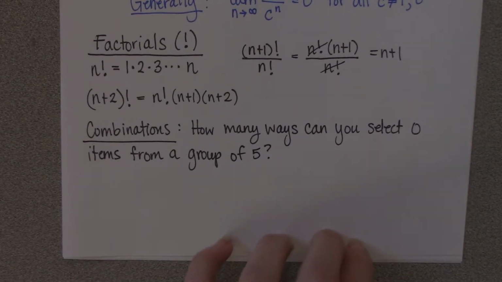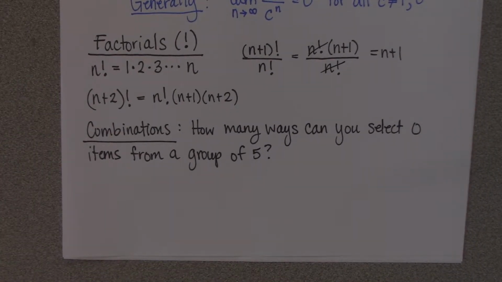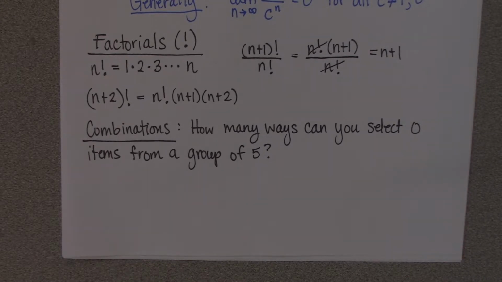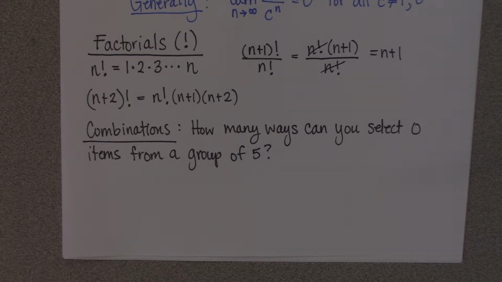So how many different ways can you select 0 items from a group of 5? So I have 5 candy bars in a bag, and I tell you you're going to randomly select n candy bars out of the bag, okay? But you draw the number 0 so you don't get any candy bars, right? So the question is, how many ways can that happen to you, right? And the answer is actually 1. There's only one way you can get nothing. You just get nothing, okay? If I said, how many different ways could you select one candy bar from the bag?